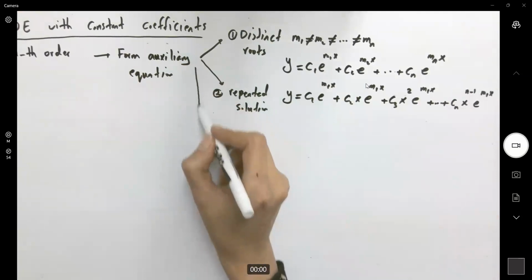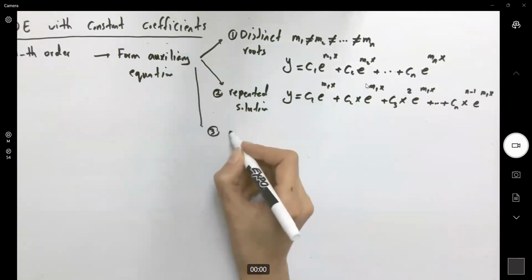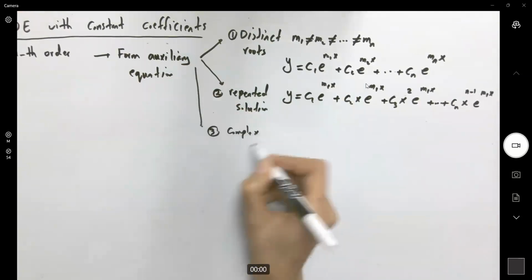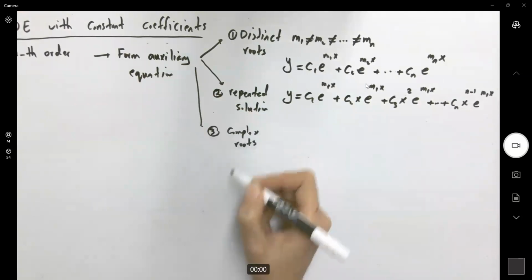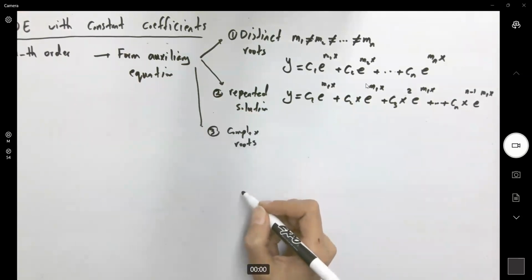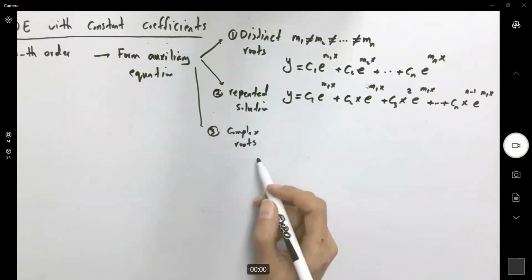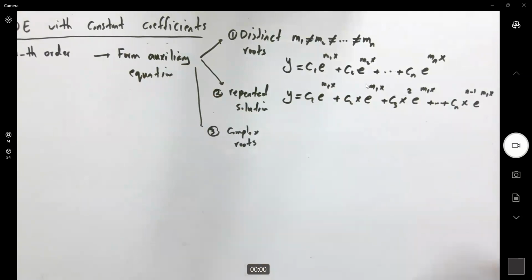And finally, in the last case, if you have complex roots, we're going to follow what we learned before. Let's go over one example to feel more comfortable about this situation.